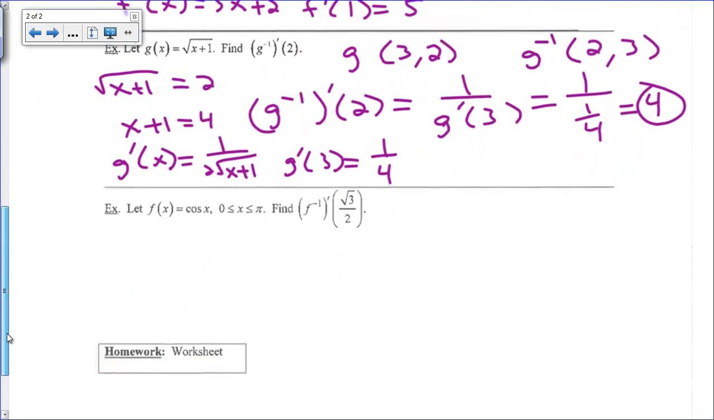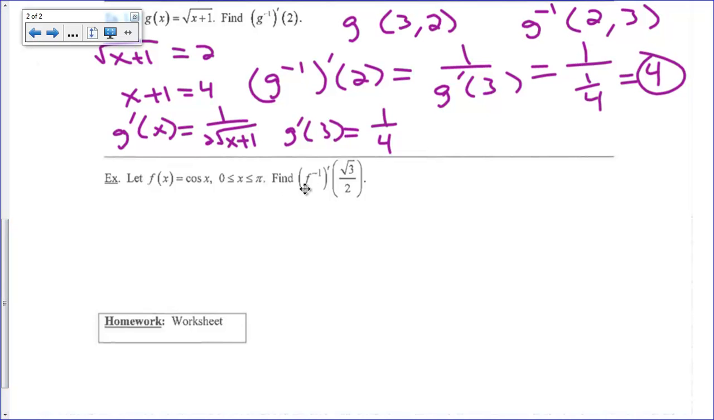All right, let's just do this one more time. I want to find f inverse prime at square root of 3 over 2, so I'm going to have an ordered pair for f and an ordered pair for f inverse. This really helps me organize this because there's so many pieces to this. We want f inverse prime at the square root of 3 over 2. That means that the y value for f is the square root of 3 over 2. That's the square root of 3 there.